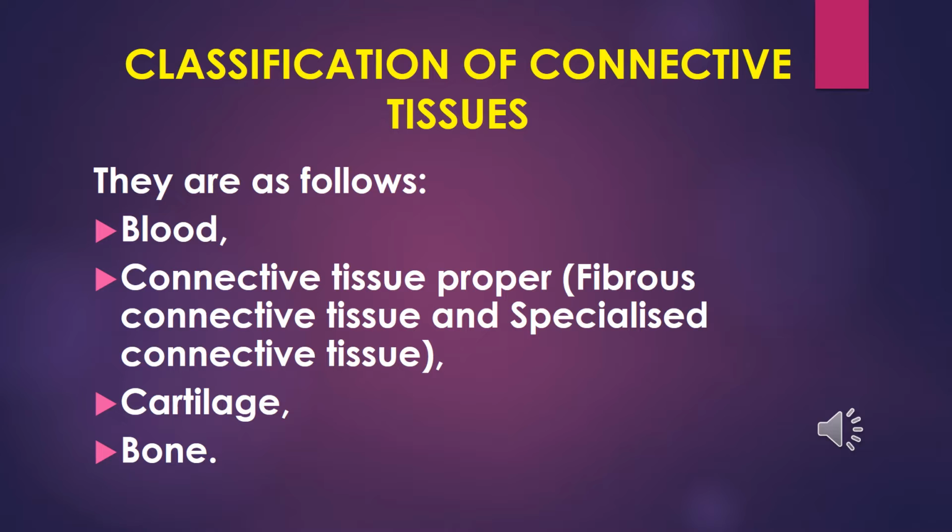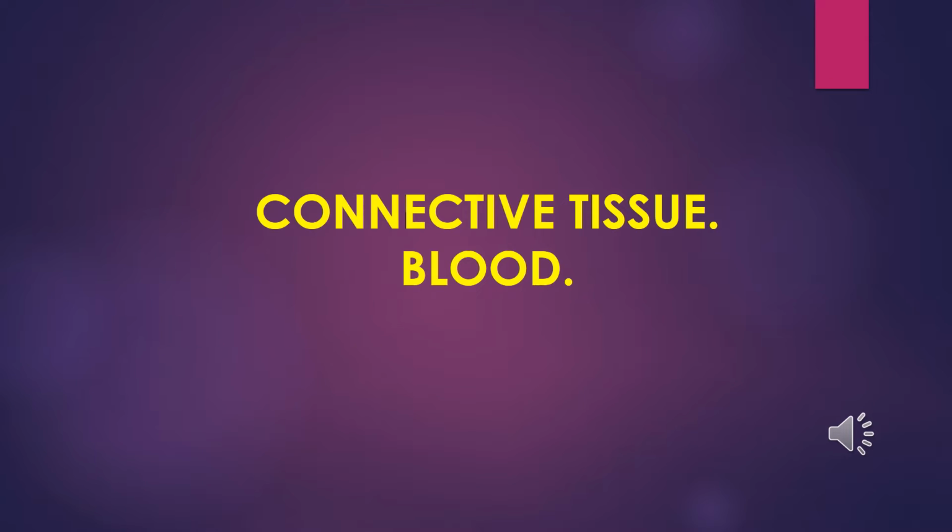A very important question is the classification of connective tissues. Four main types are classified: blood, connective tissue proper, which includes fibrous connective tissue and specialized connective tissue, cartilage, and bone. Cartilage and bone form the skeletal connective tissues. In this lecture, I will explain about blood.